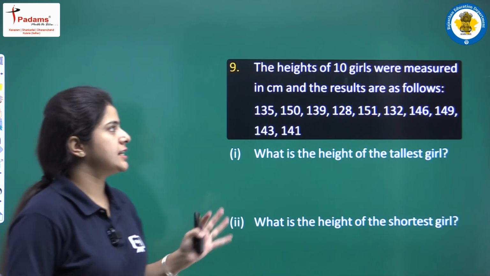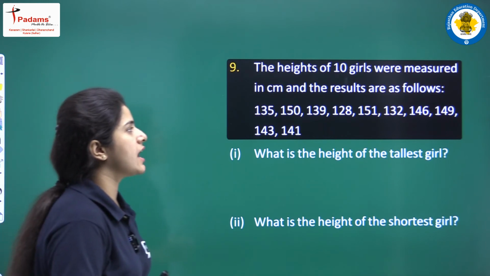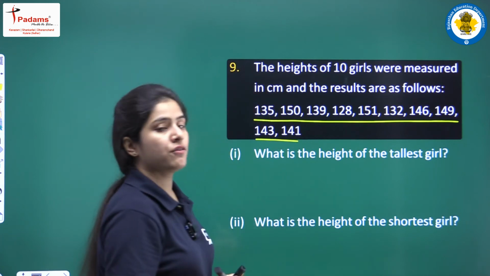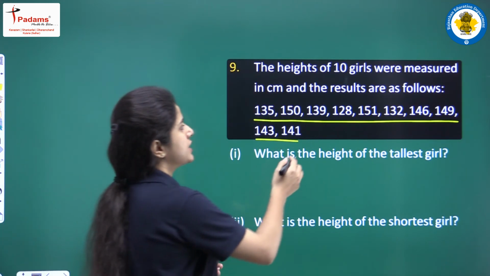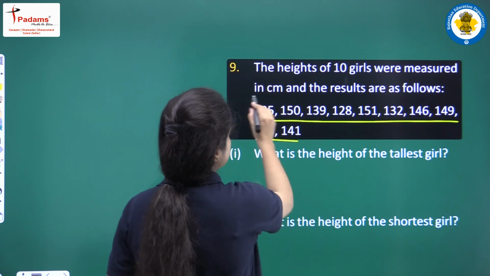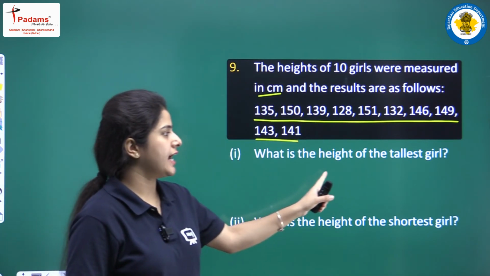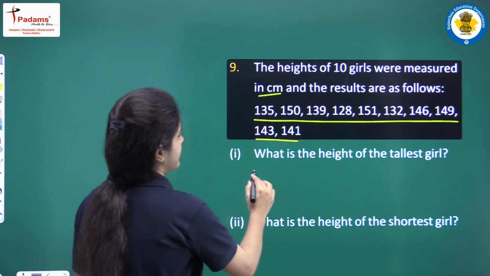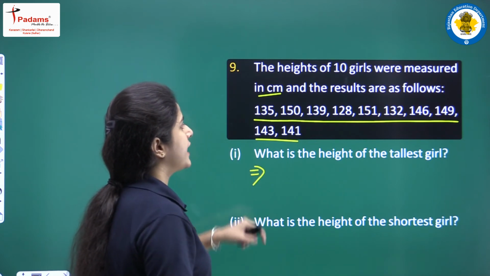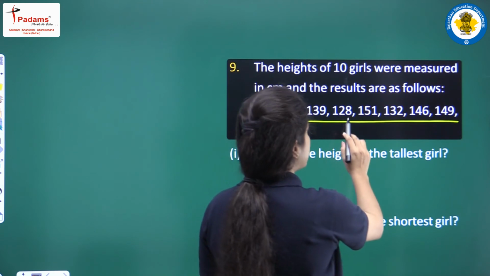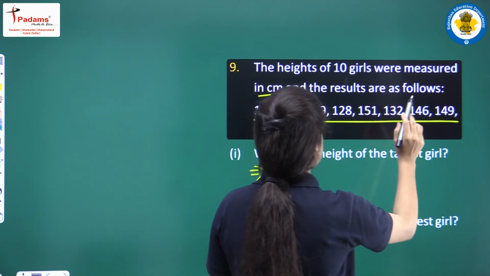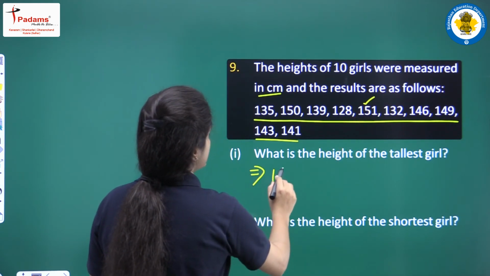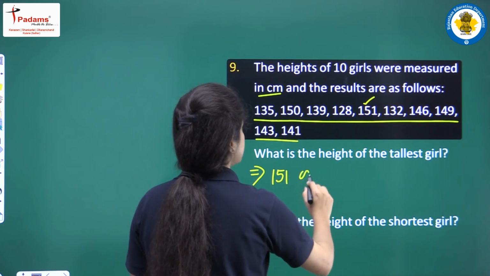The heights of 10 girls were measured in centimeters and the results are as follows, okay students? So basically this is the height of 10 girls measured in centimeters. So what is the height of the tallest girl? Firstly, look at the data and tell me the height of the tallest girl. 135, 150, 139, 128, 151, 132, 146, 149, 143 and 141. The height of the tallest girl is 151 centimeters.